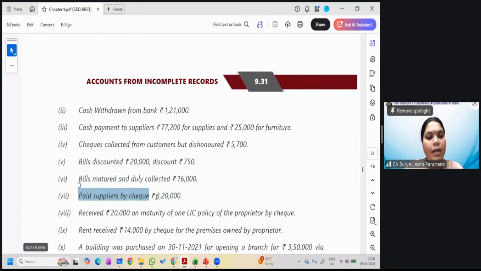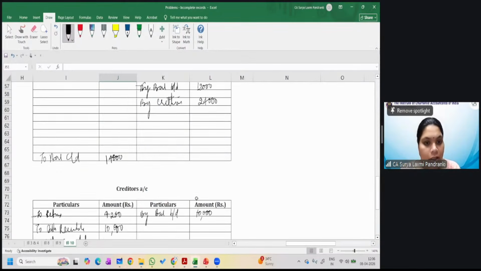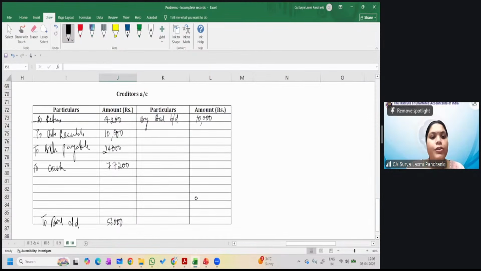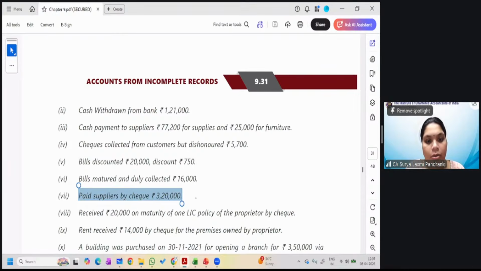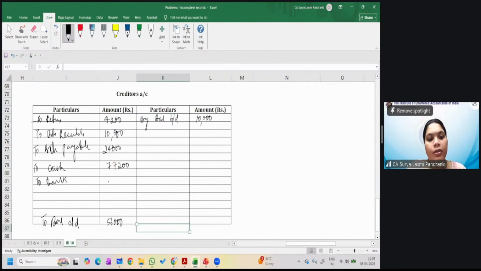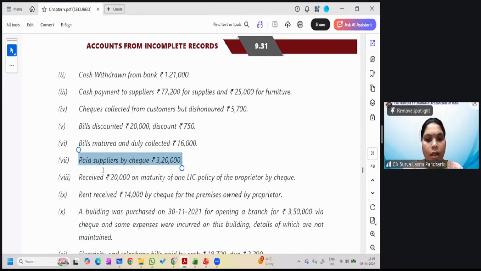Paid suppliers by check. Where will this come? Creditors. Creditors, correct. There is a creditors account here. Should it come on the debit side or credit side? Debit side. Creditors to bank account, check. How much is the amount? Check 3,20,000. Okay, this is also done.